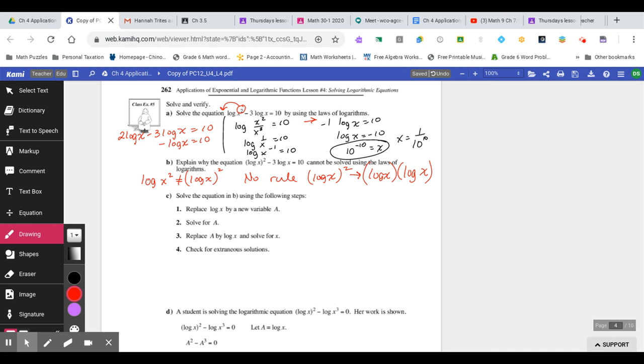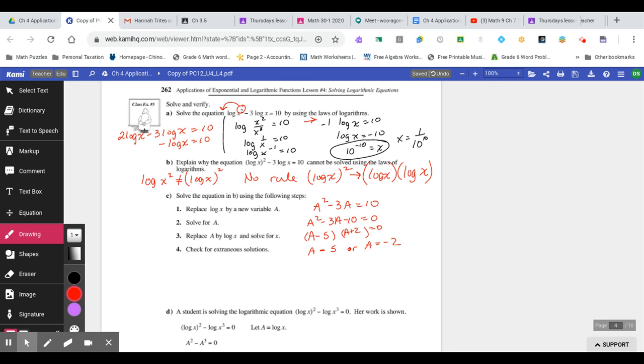Part C. Solve the equation in B using the following steps. They're going to say, okay, let's replace log x by a new variable A. So they want you to say, this is really A squared minus 3A equals 10. They want you to replace everywhere you see a log x, put an A instead. Now let's solve for that. So we're going to factor. 10, 5, and 2. The 5 and the 2. So A equals 5 or A equals negative 2.